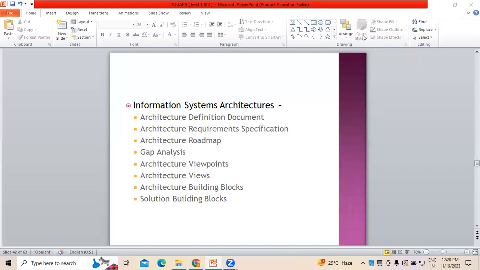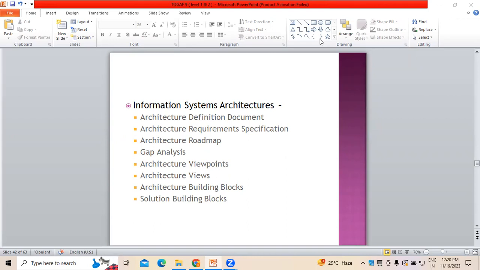So The Open Group framework, which is called TOGAF, has different architecture principles, such as enterprise principles, IT principles, architecture principles, all that. In continuation of it, we have discussed architecture vision earlier. Apart from architecture vision, I discussed even the business vision, all that. In today's video, I'm going to discuss information systems architecture.